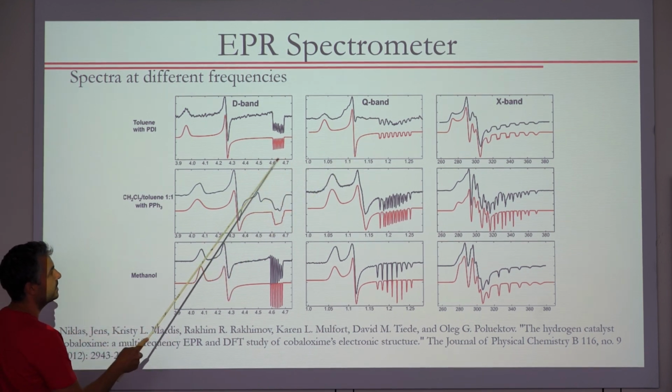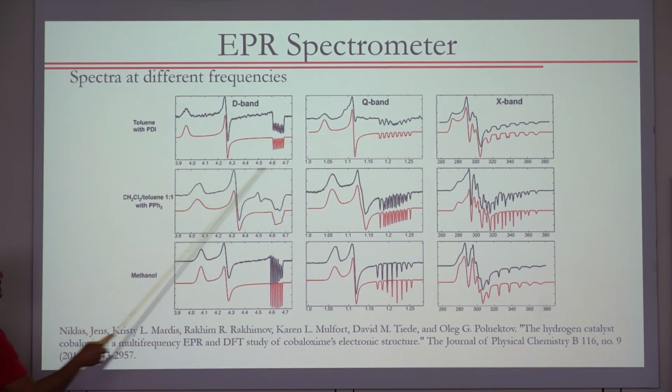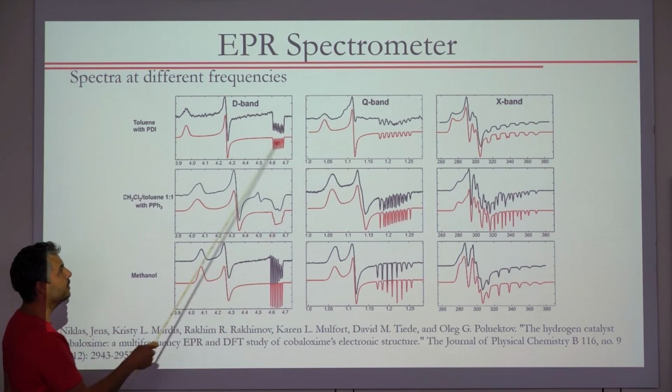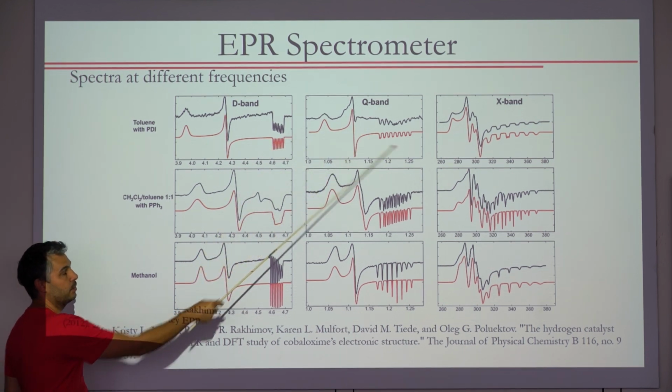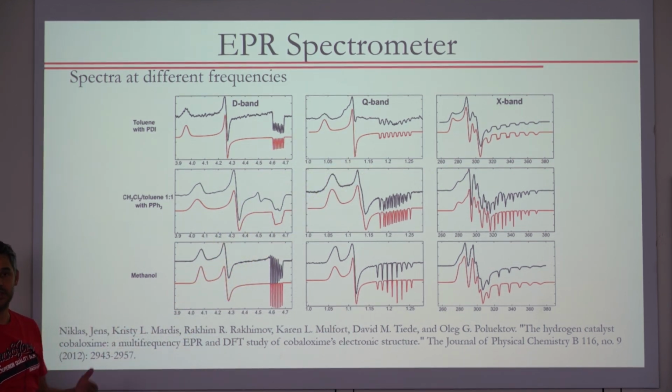The problem is that if you look at the scales, these numbers are much larger. So the field swept is much larger in this case than in here. But the separation between lines due to hyperfine splitting is the same. So these are other examples of the same, actually the same compound in different solvents. But basically you can use this for some things, but it's not a magic solution for everything to have a higher frequency.